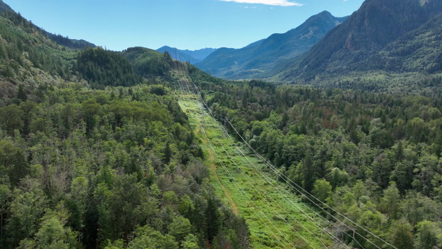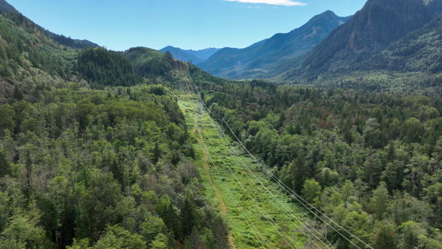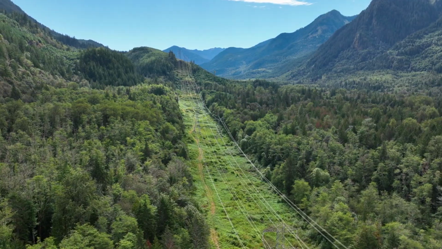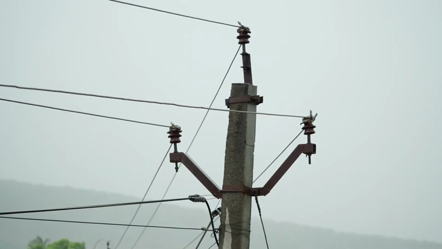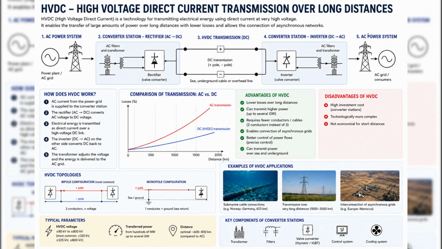As a result, AC grids expanded rapidly and became the backbone of modern electrical networks. However, the story does not end there. With the development of modern power electronics, high-voltage direct current, HVDC, systems have become viable for certain applications, especially for very long distances, underwater cables, or interconnecting different grid systems.